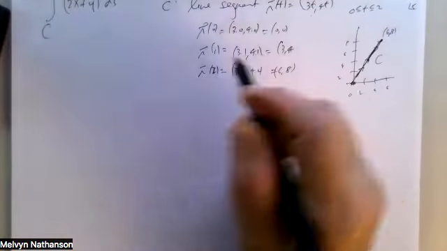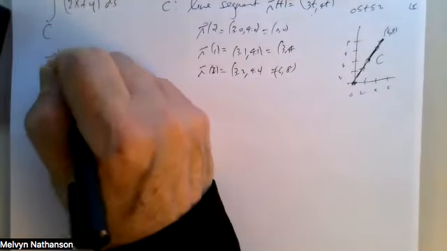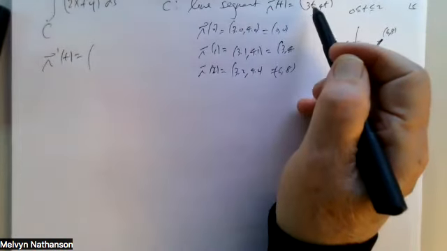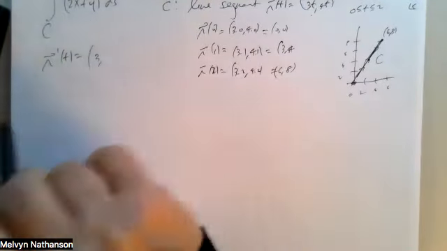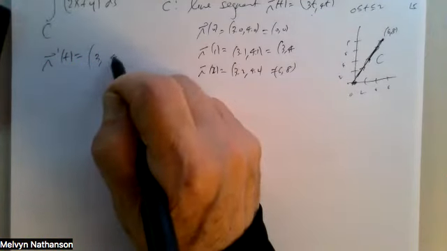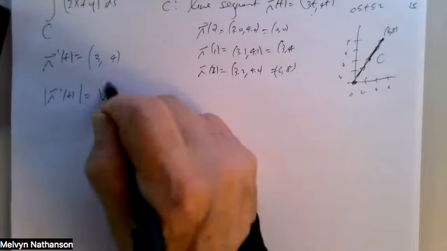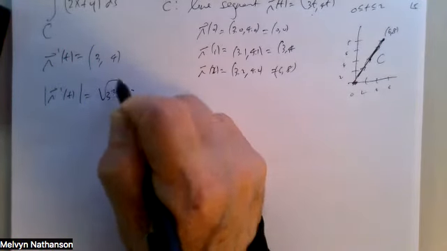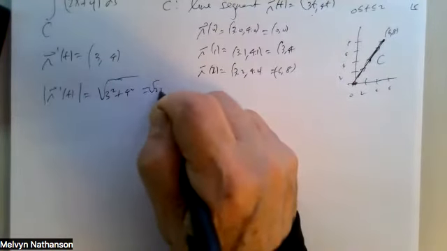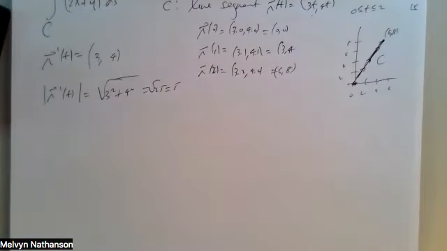If this is r of t, r prime of t, you differentiate with respect to t: the derivative of 3t is 3, the derivative of 4t is 4. The length of this vector is the square root of 3 squared plus 4 squared, which is the square root of 25, which is 5.